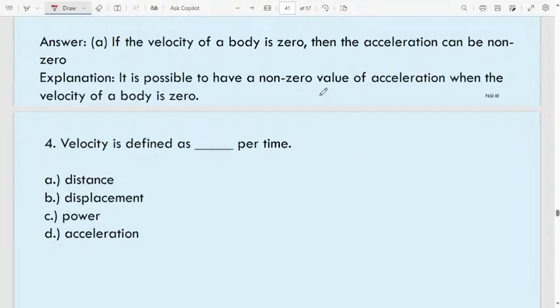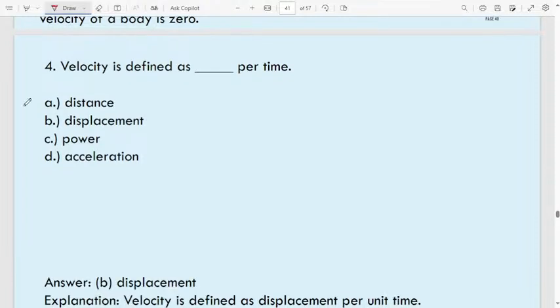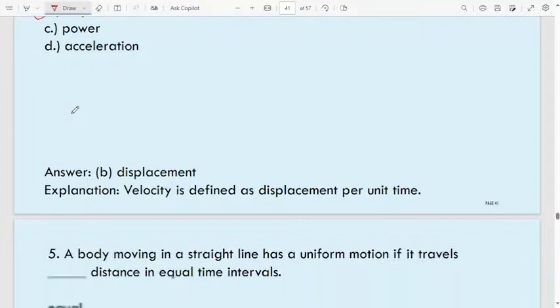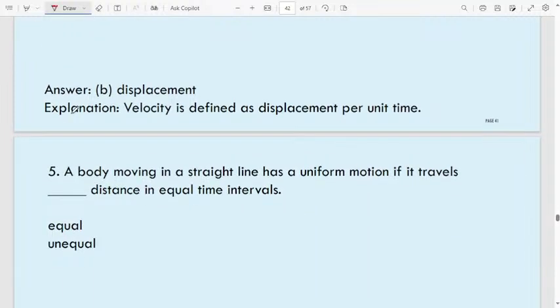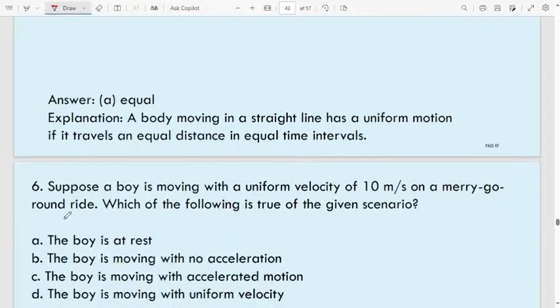Next question, velocity is defined as dash per time. A very easy question, displacement per time. Velocity is nothing but displacement by time. A body moving in a straight line has a uniform motion if it travels dash distance in equal intervals of time. Equal distance in equal intervals of time, that is what we consider uniform motion. That is the definition of uniform motion.